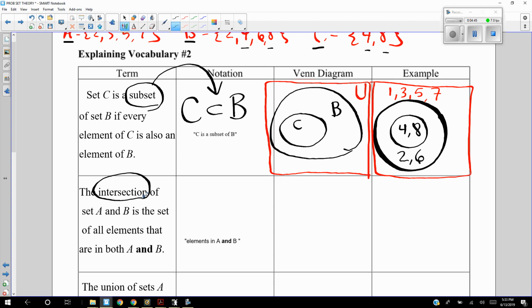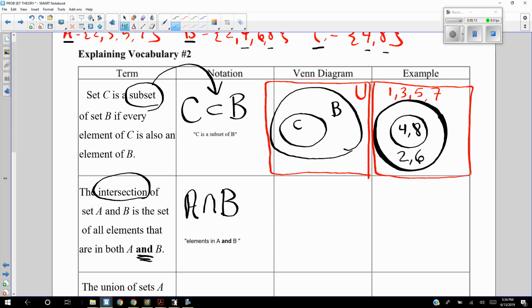All right, the next key vocab word is intersection. The intersection of set A and B is the set of all elements that are in both A and B. So intersection and the conjunction word and go together here. The notation: A intersects B. So it's kind of an upside down U there. There's the notation. It's not really the letter U, but just that general shape.